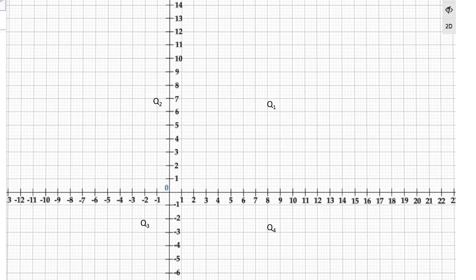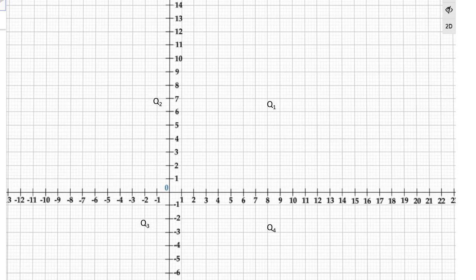So here you can see Q1 marked there. That is the first quadrant. We take these quadrants in anti-clockwise direction. So you can see Q2, Q3 and Q4. These are the four quadrants. Now Q1 is bounded by the positive x-axis, that is from 0 all the positive numbers towards your right side, and upwards the y-axis is also positive.